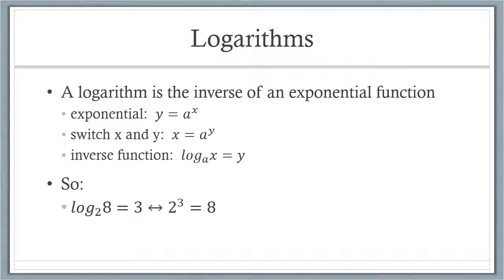So the log base 2 of 8 is 3, means 2 to the third equals 8. And the log base 5 of 625 equals 4, means 5 to the fourth gives you 625.